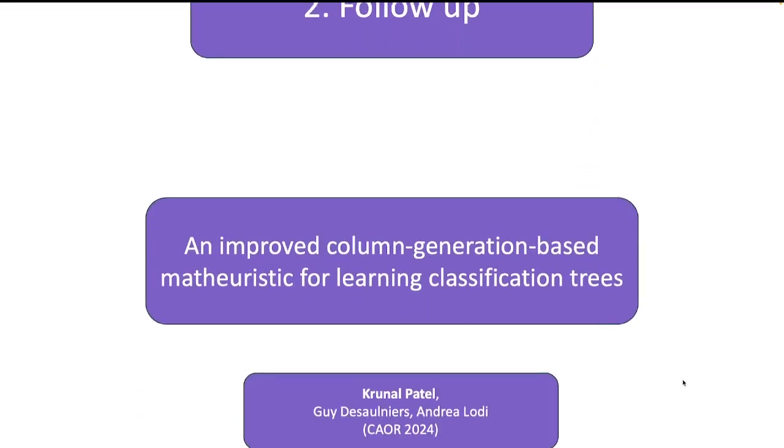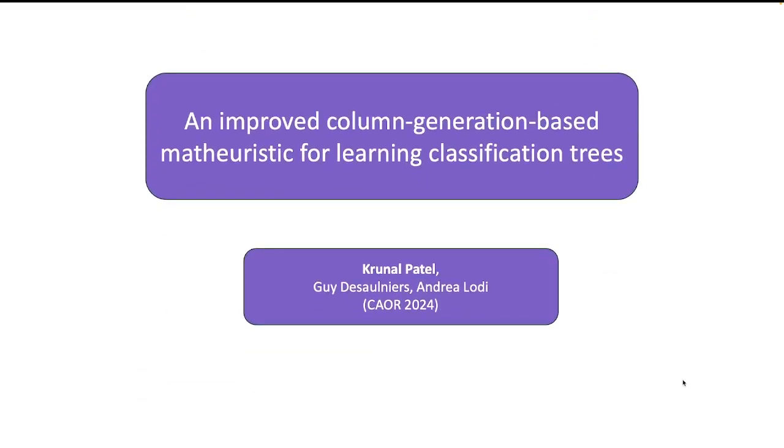We came across this paper by Firat and others that proposed a column generation based heuristic for learning classification trees. And we improved upon their heuristic. So our work is published in this paper, which is an improved column generation based heuristic for learning classification trees. Classification trees or decision trees, basically the same thing. And this work is published in Computers and Operations Research, this year itself, right?